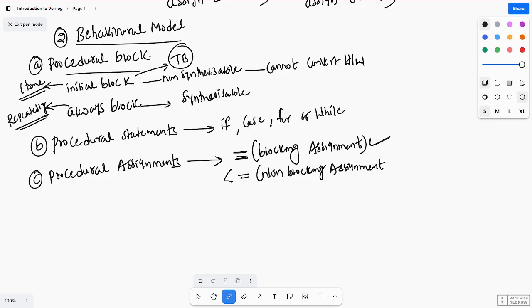Non-blocking means what? You have a highway. On this side cars are coming, and on this side cars are also moving parallelly. Vehicles are moving in both directions. So this is nothing but parallel execution.